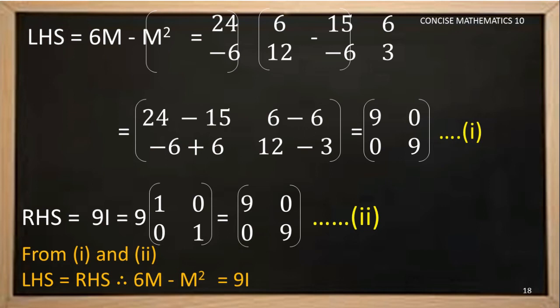Let us consider the value on the right hand side. Right hand side it was 9I, that is matrix I should be multiplied, all the elements should be multiplied with the number 9. Hence it results as 9, 0, 0, 9. Mark it as result number 2. So from 1 and 2 the left hand side values are equal to the right hand side values. Hence we can say that 6M minus M square is equal to 9I. Hence it is proved.